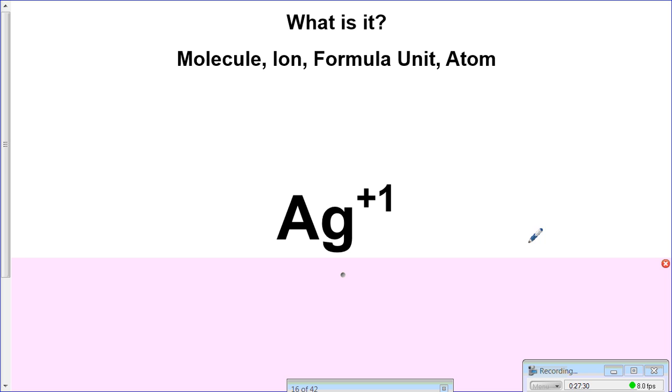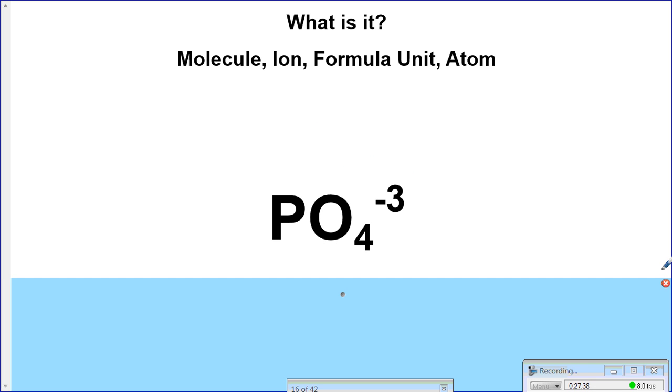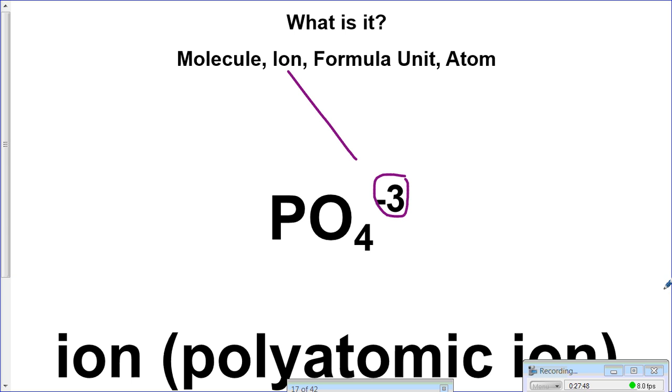Ag+1. Okay, now I have silver, but I have a +1 charge. So right there, boom, it's an ion. An ion is a charged particle, so this happens to be a silver ion. PO4 -3. Again, a charged particle, so it has to be an ion. Okay, this happens to be a polyatomic ion because it has more than one atom there.